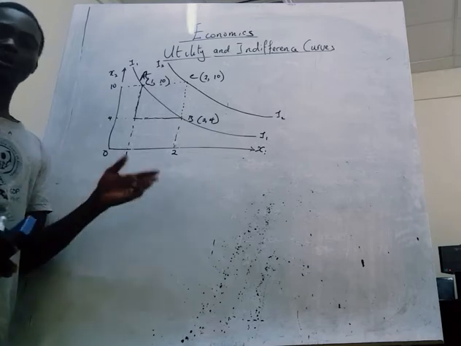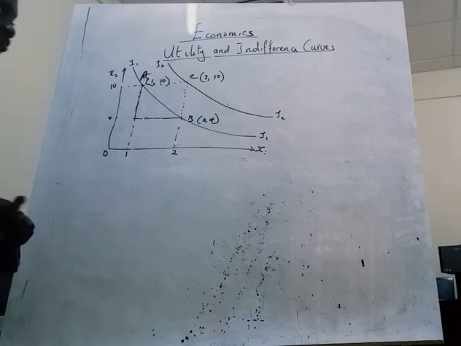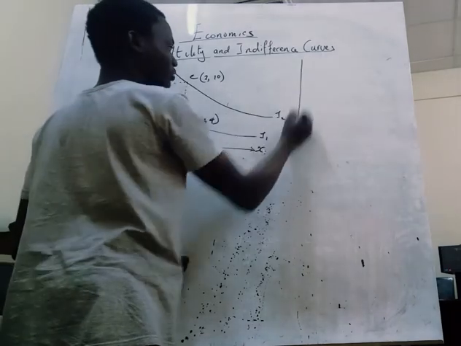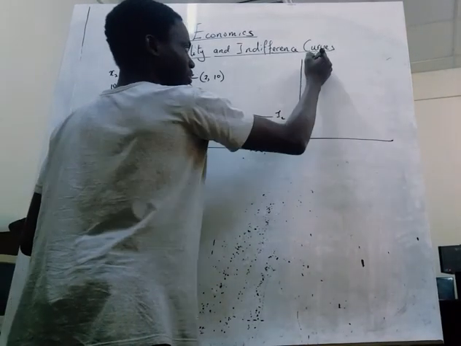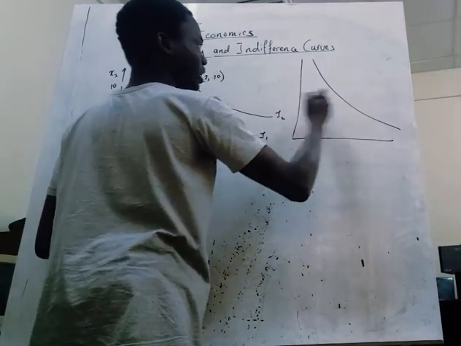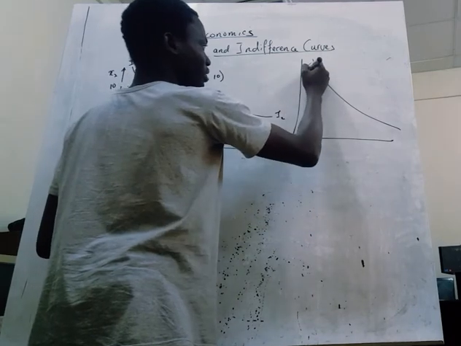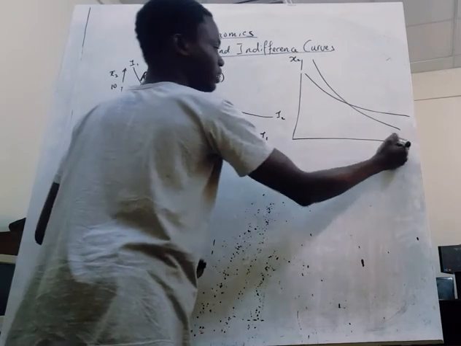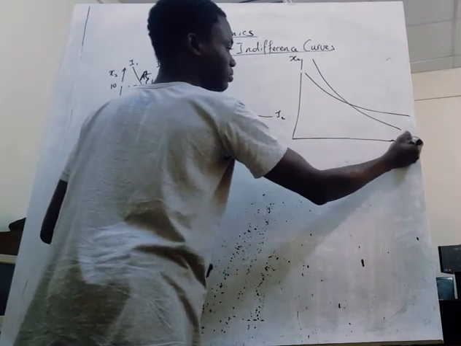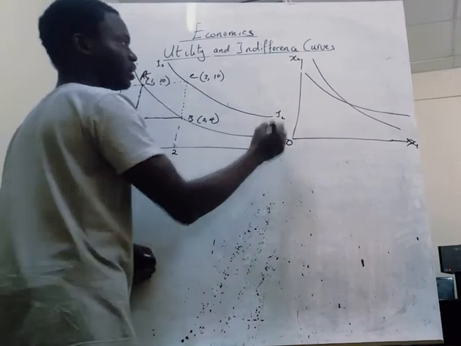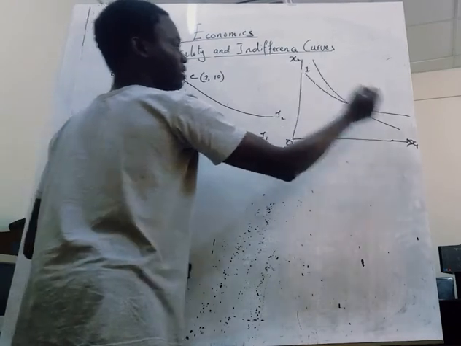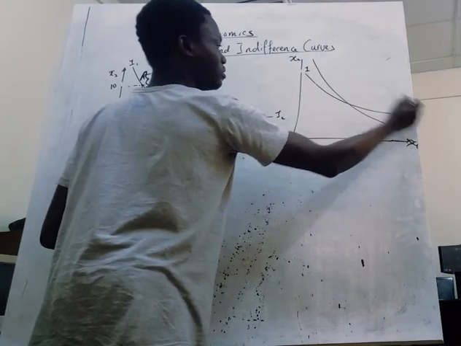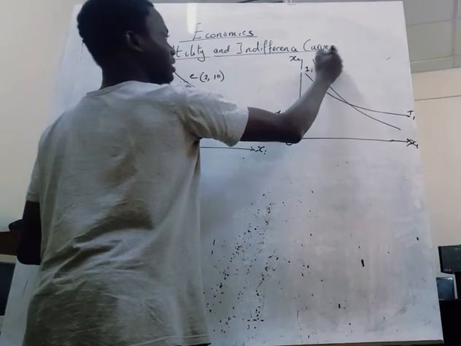Okay, then how do we represent that on an indifference curve? So this is our indifference curve. Then we have another one like this. Okay, so this is good x2 and this is good x1. So origin 0. Now this is the first one, indifference curve I1, and this is I2.